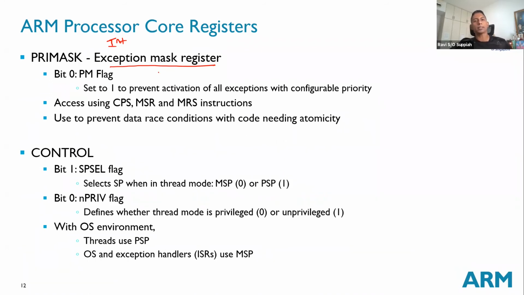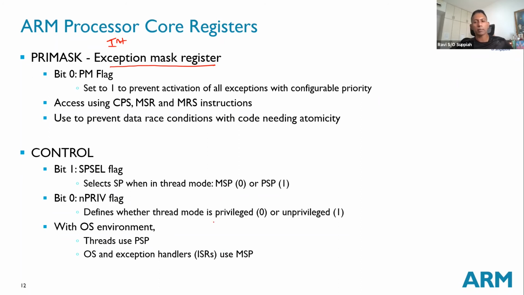So if you want to mask interrupts, you can use this prime mask register to decide whether you want to allow exceptions or you want to block all exceptions, and you block all interrupts. Now this control register, you have the stack pointer selector. Again, you will not touch all of this. You will leave them as they are in default mode. There is also whether you want to go to privileged or unprivileged mode, as well as PSP and so on.